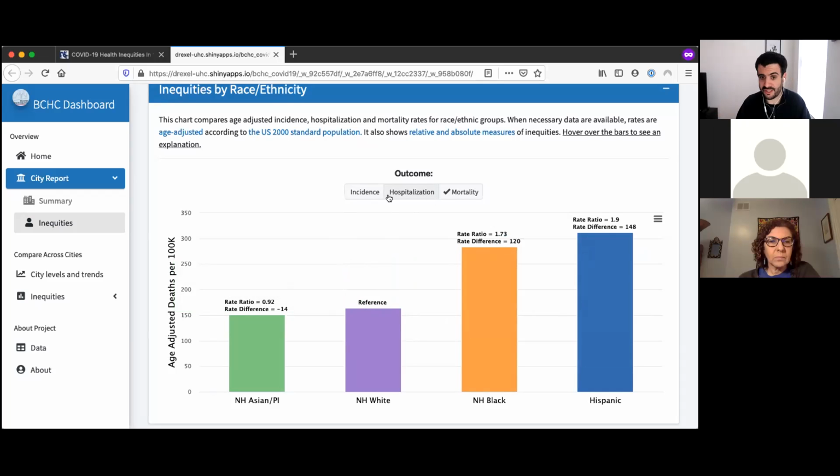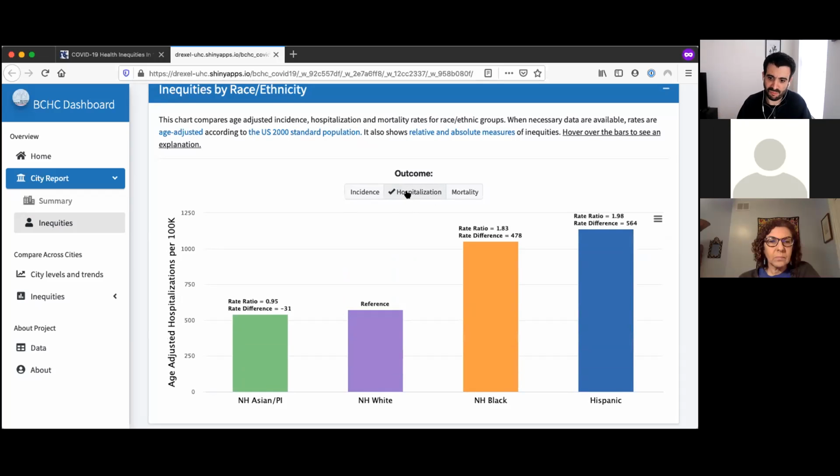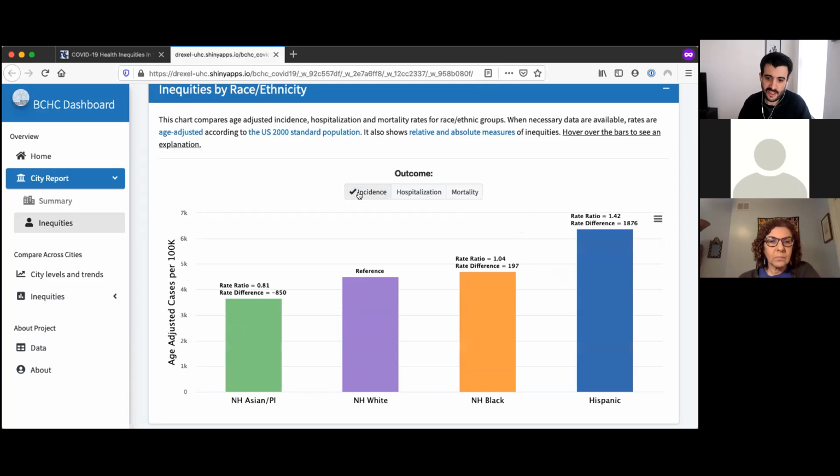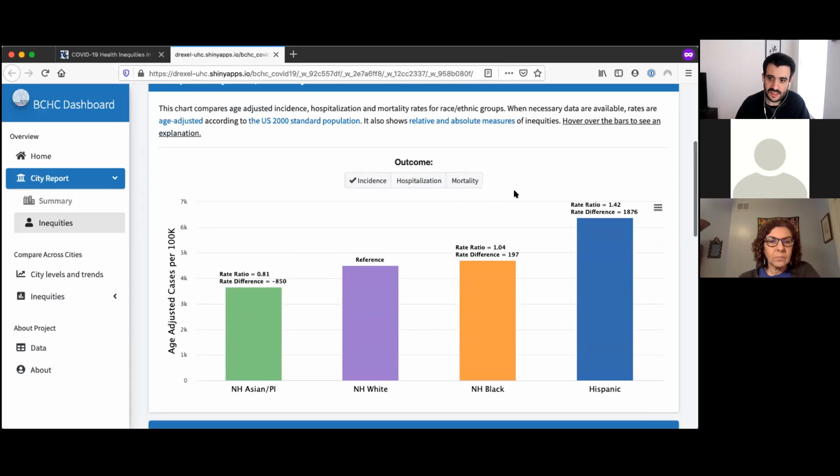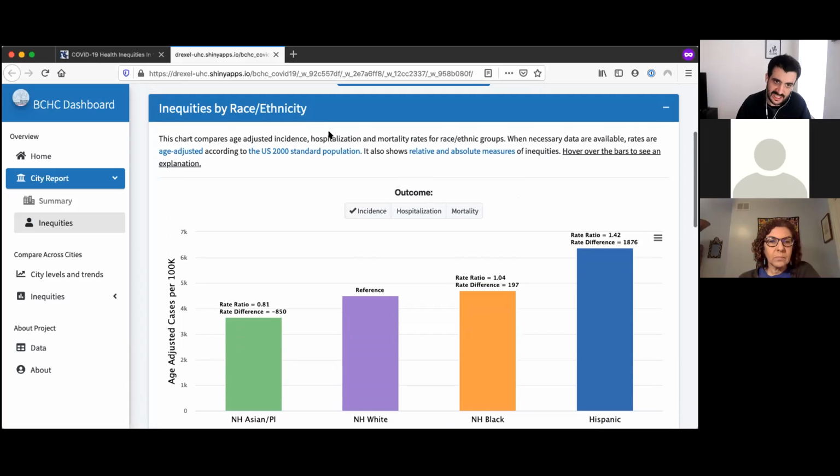Now, if we are interested in something beyond mortality, we can also look at other outcomes. We see very similar disparities in the case of hospitalizations. We can also look at incidence, where we see that the disparities are a little bit narrower, most likely due to differences in access to testing. Now, that's the first aspect of inequities.